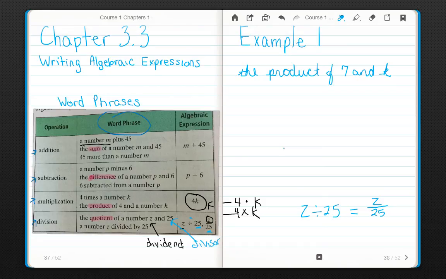Write an expression for the product of 7 and k. Product tells me to multiply. So that means 7 times k, which we're going to write in the sophisticated way of 7k. That's it. You need to make sure that you pay attention to those key words, product, sum, difference, quotient, because that will tell you what operation you're supposed to use.